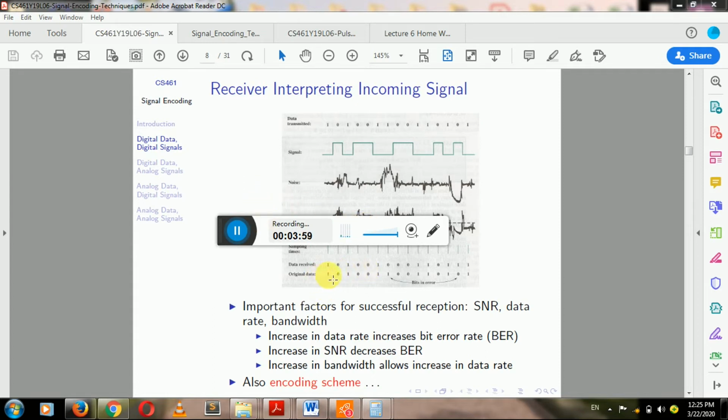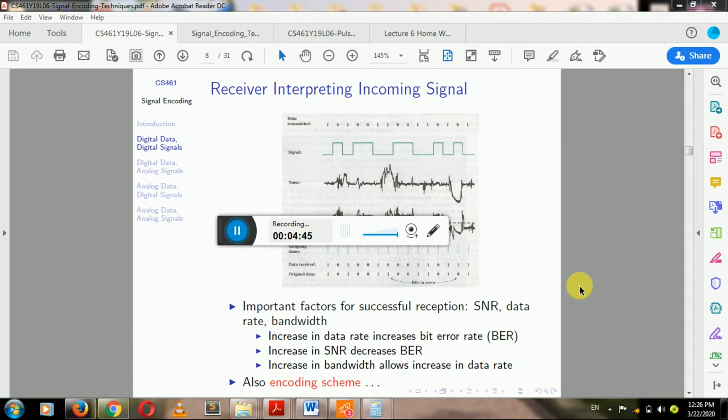So here, for example, we have 1, 2, 3, 4, 5, 6, 7, 8, 9, 10, 11, 12, 13, 14, 15 signal elements or bits. Here we have 2 bit errors. By doubling the data rate or the data size, we can incur 4 bit errors. So increasing the data rate will increase the bit error rate when the noise is fixed. We will see this in the different encoding schemes.